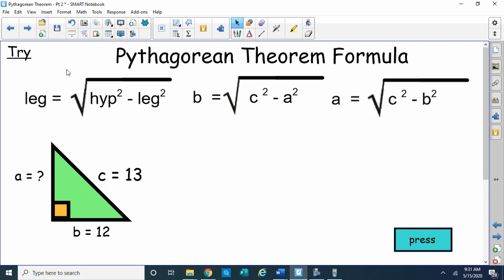See if you can do it. We're looking for the a leg. We have b is equal to 12, and c is equal to 13. So I'll leave that one for you to do, and hopefully you'll get the answer. The formulas are up there, so don't forget, just take the hypotenuse squared, square the leg, subtract those two, and take the square root, and you're done.